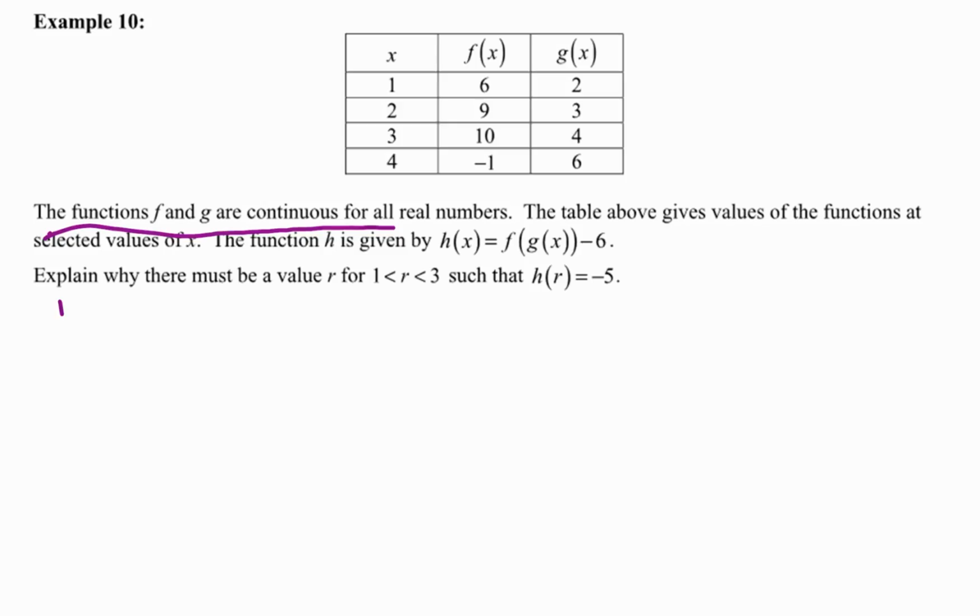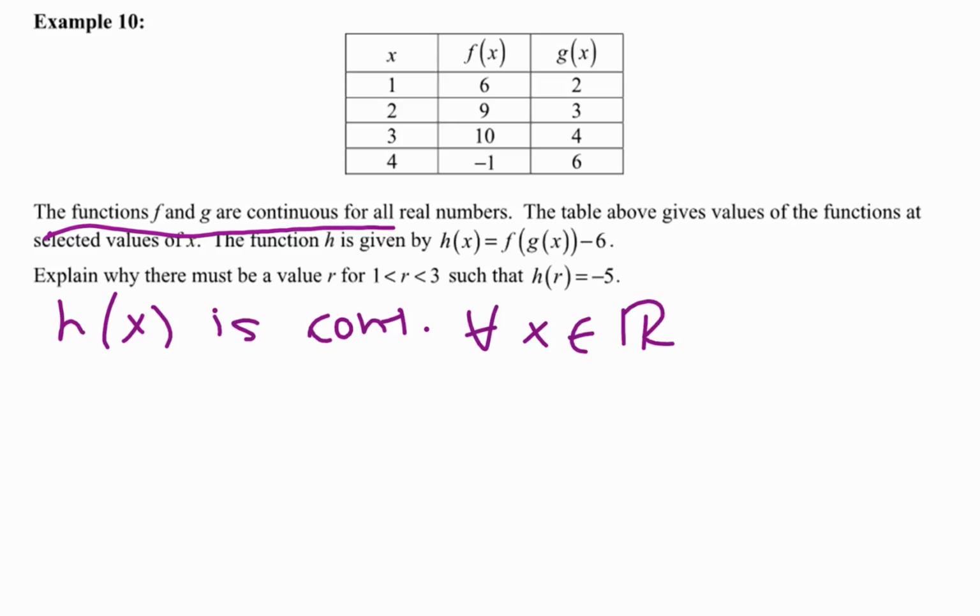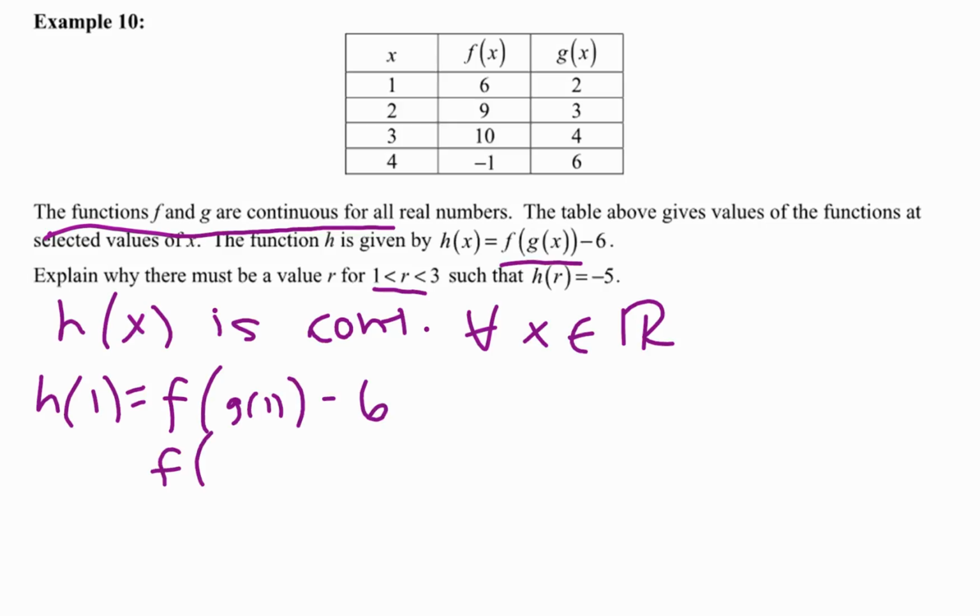We're going to just say, hey, h of x is continuous for all real numbers, since f and g are continuous for all real numbers. Now, we're going to find some value between 1 and 3. So let's check it out. H of 1, well, that's f of g of 1 minus 6. G of 1 is 2. And let's see, f of 2 is 9. 9 minus 6 is 3. H of 1 is 3.